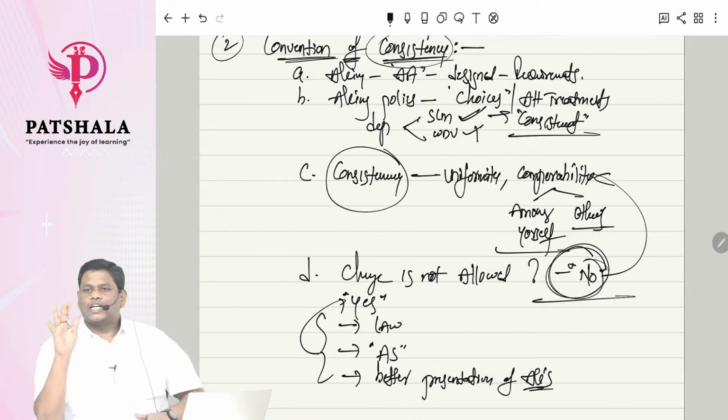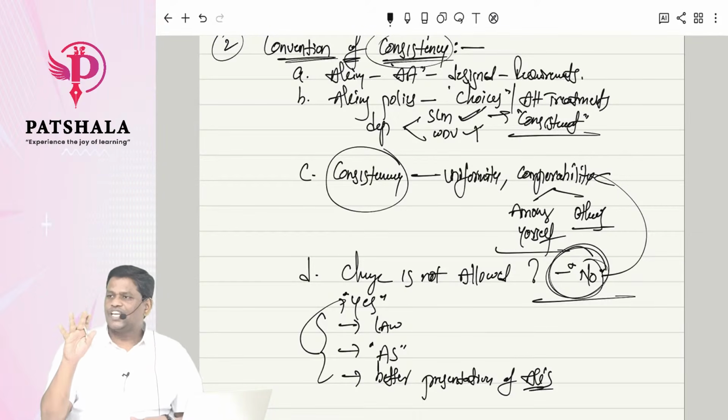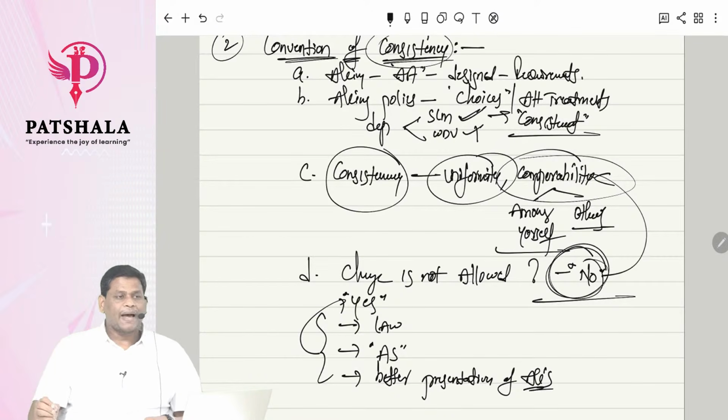As the accountant has got a number of options, a number of choices in various cases, you go for a change. But a change should be done only when it is required by law, accounting standard, or better presentation of accounts. Otherwise, don't go for a change year after year. This will help you to achieve uniformity and comparability. Okay? Write down.